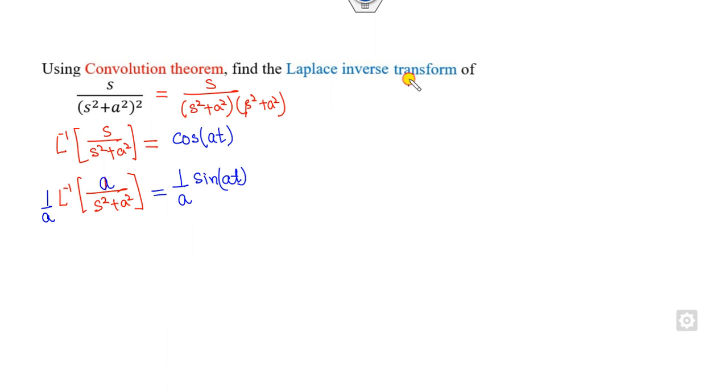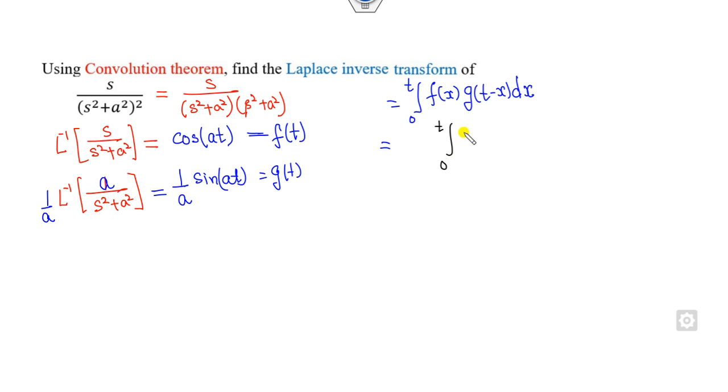Now you can apply the definition. So integral from 0 to t of f(x) g(t minus x) dx. You can choose this as my f and this as my g. So what is the answer of this? I can substitute here. It is from 0 to t, cos of ax and sine of (at minus ax). 1 over a is outside.